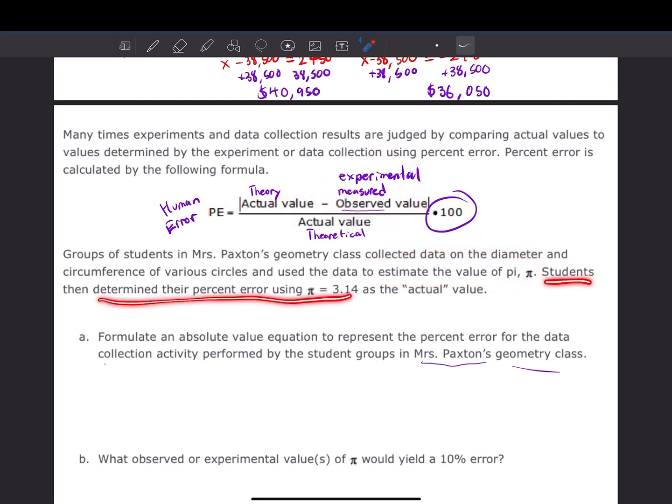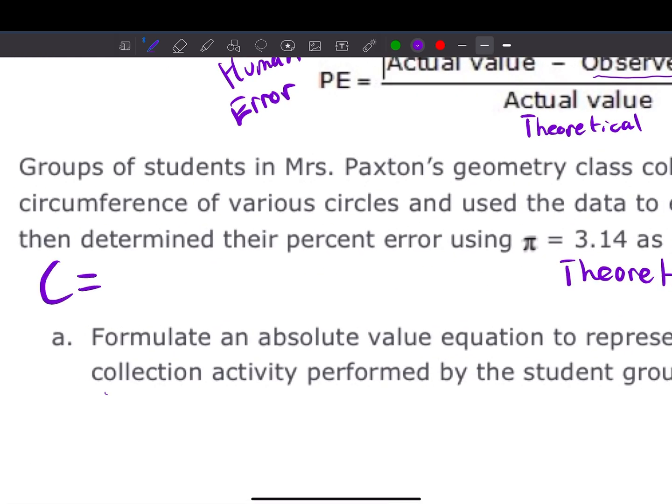Students then determine their percent error using pi equals 3.14 as the actual value. So this is the theoretical. Theoretically, pi should always be 3.14 something something something. These kids are measuring circumference and diameter and calculating pi themselves. So what are they doing? Circumference is 2 pi r, but 2 times radius is diameter, so circumference is pi diameter.